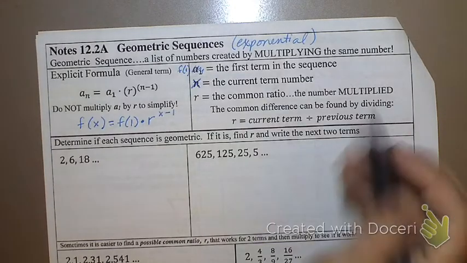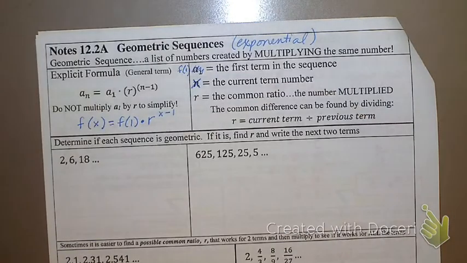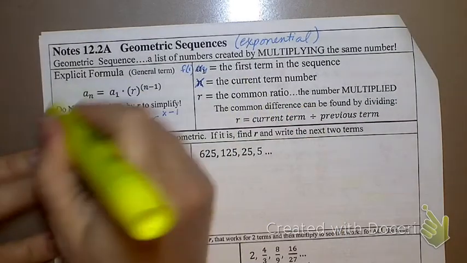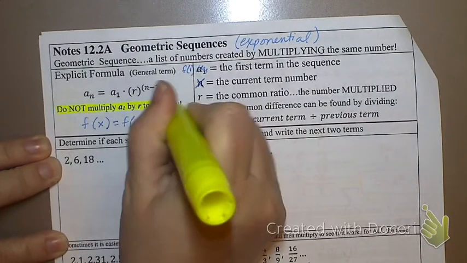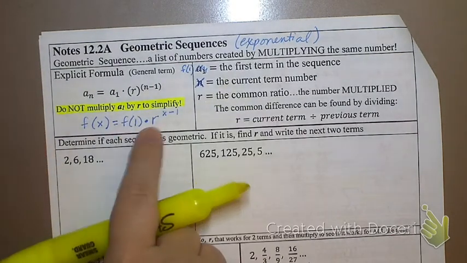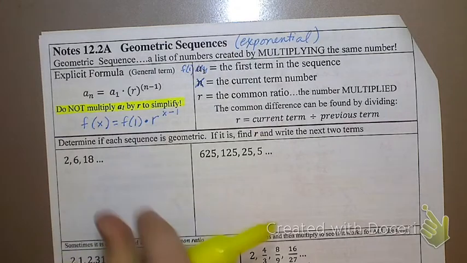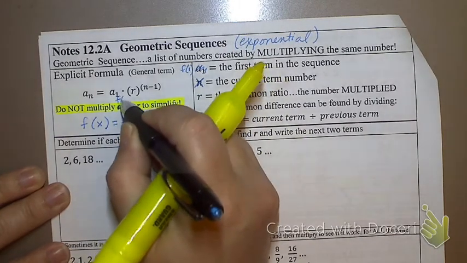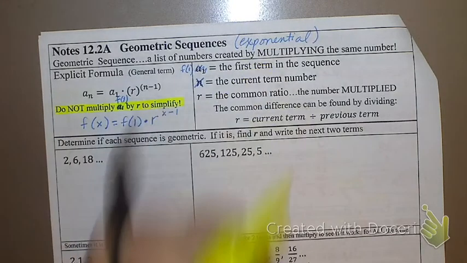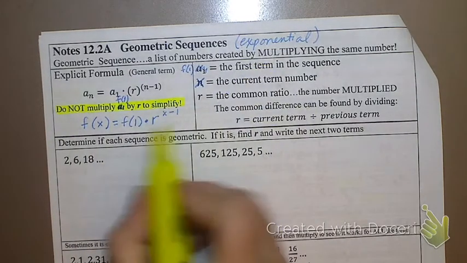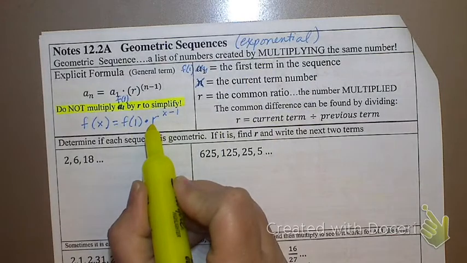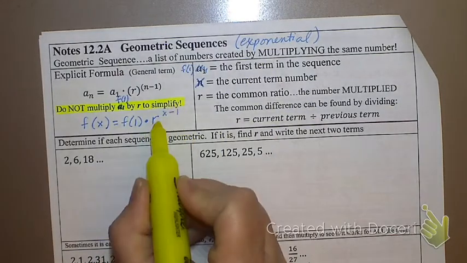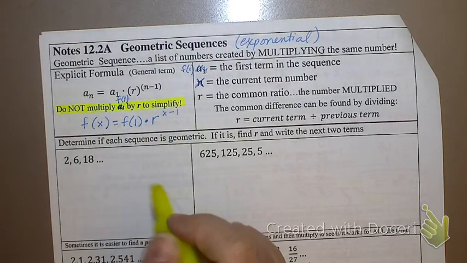Okay? Some important things that you need to note here. Two important things that people often lose points on. Number one, do not multiply your first term times your ratio. And I'll ask you about that question when we get to an example. Do not multiply the first term times your ratio. Has to do with PEMDAS. If you can't simplify an exponent, you cannot move on to multiplication.